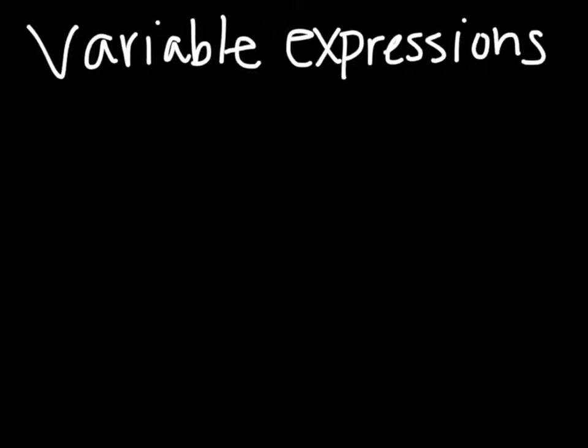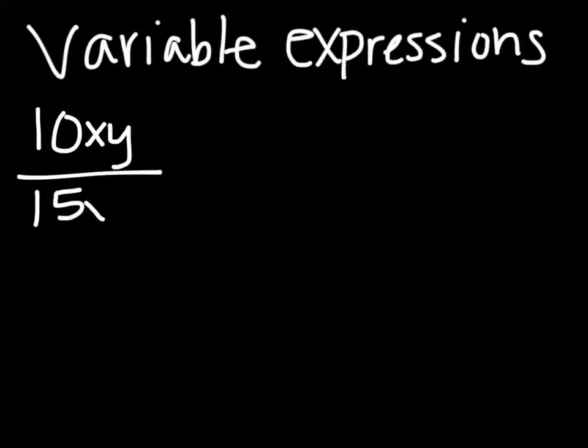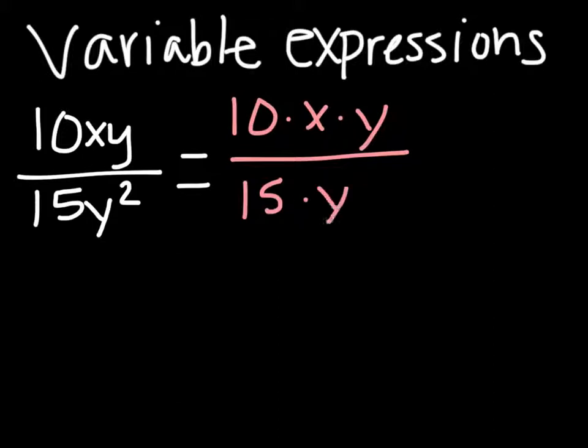To simplify fractions that contain variables, we factor the numerator and the denominator. Then we divide out common factors. We should assume that any variable in the denominator of a fraction is not equal to 0. For example, x in our denominator would not be equal to 0. So let's try this. If we have a variable fraction that says 10xy over 15y squared, we would simplify this fraction by first factoring it. 10 times x times y over 15 times y times y.